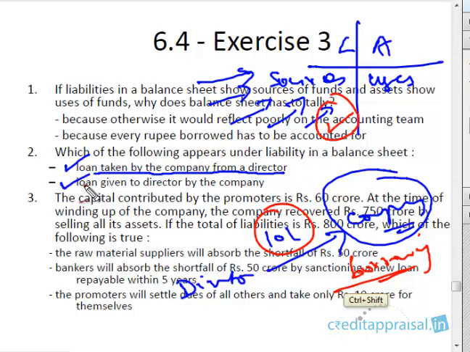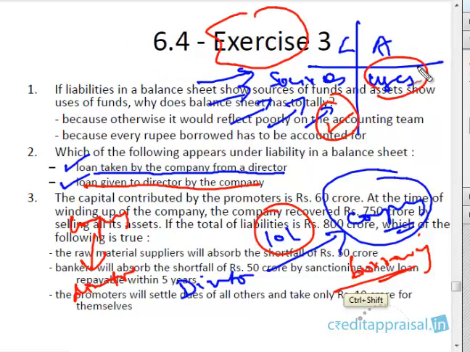What is the second one? Loan given to the director by the company, right? The company has now given a loan to the director. So you can say this is a use. The company has got some funds from various sources, and some part of it has been lent to a director. So that is a use. In the second case, it is a usage of fund from the company point of view. This is a source of fund. So the first item will be a liability. The second item will be classified under an asset, right?